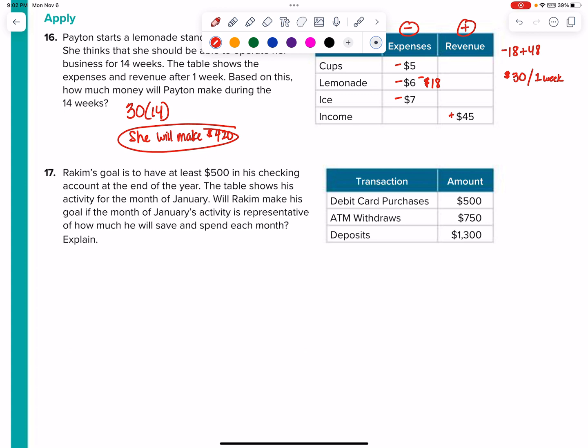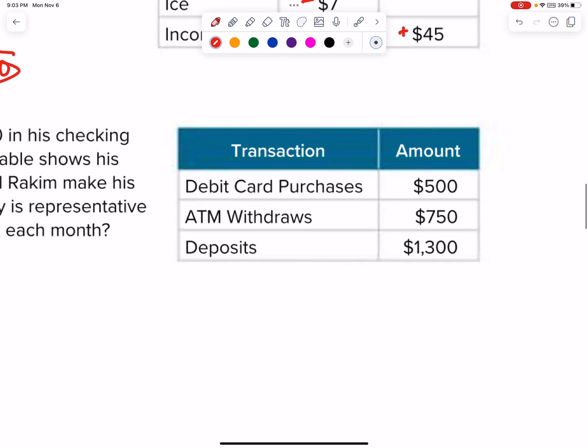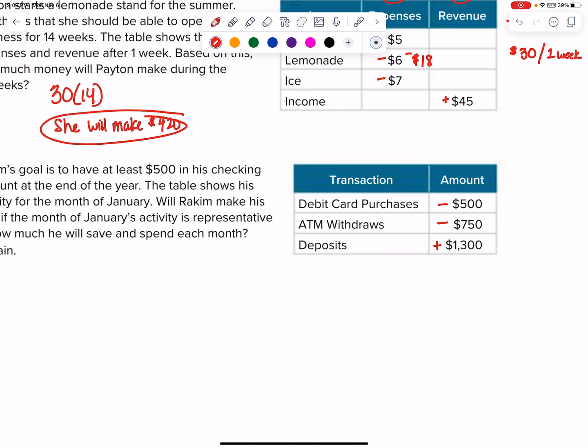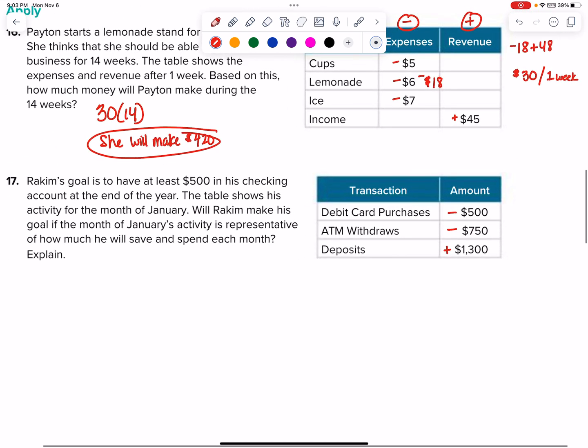Okay, so a debit card purchase, okay, that's a negative. A withdrawal is a negative, and a deposit is going in. So go ahead and you just need to calculate that and say if you agree that he'll have at least $500 in his checking account.